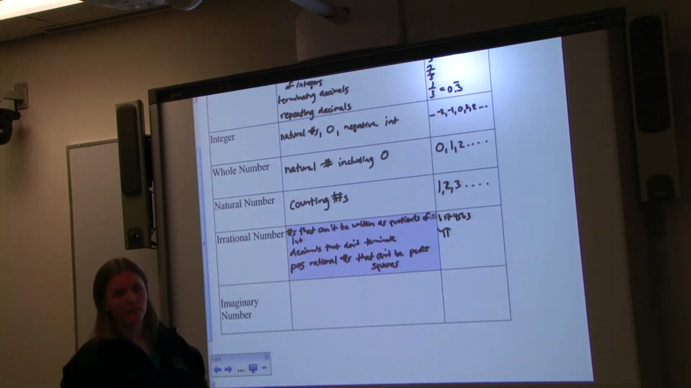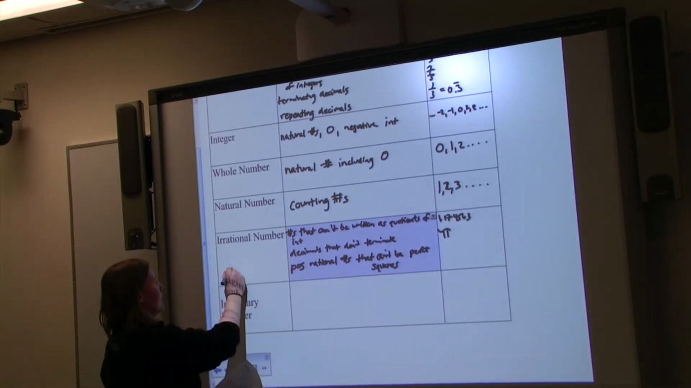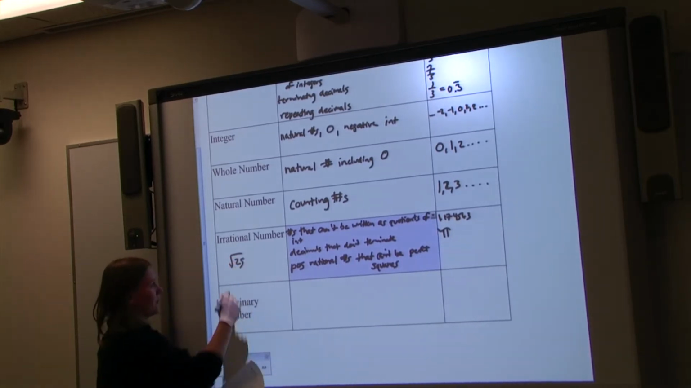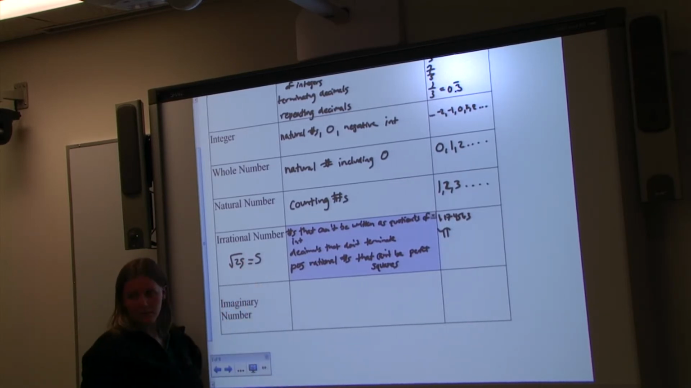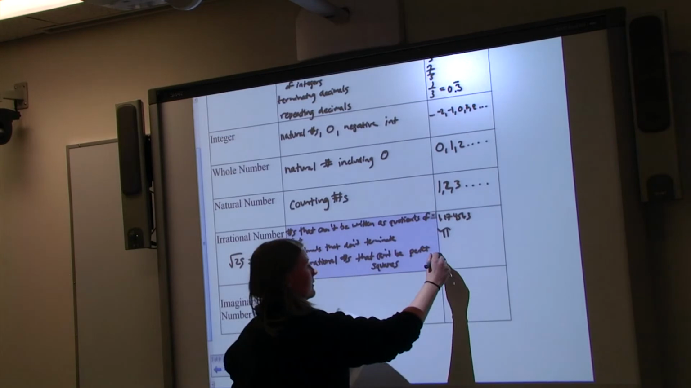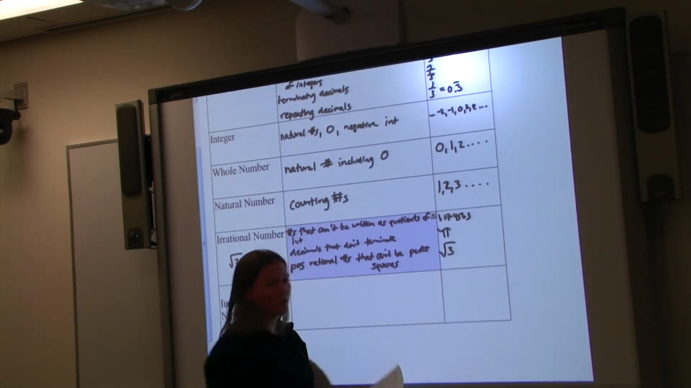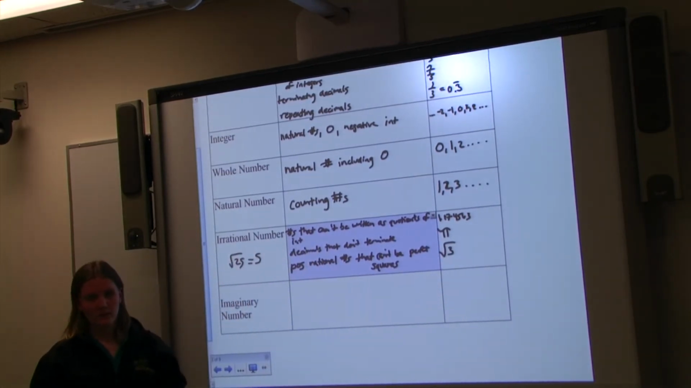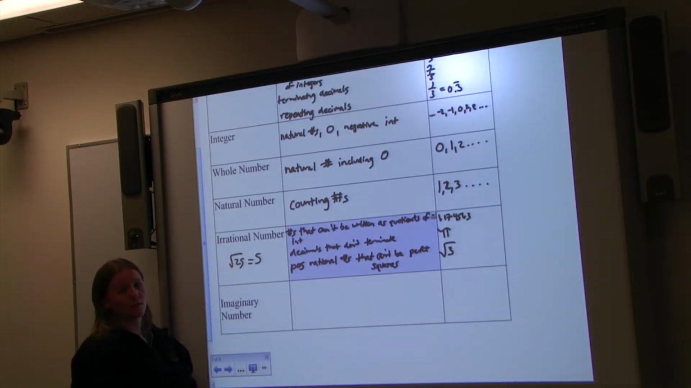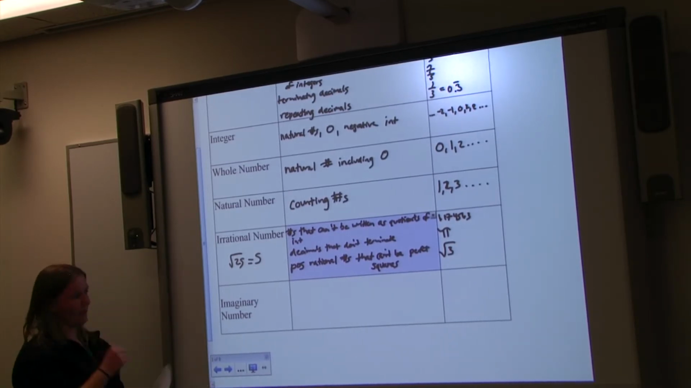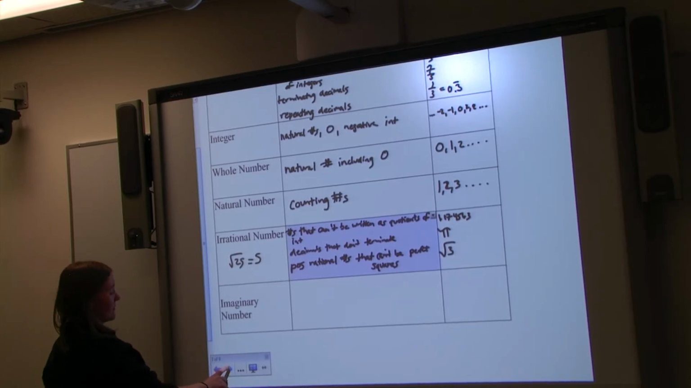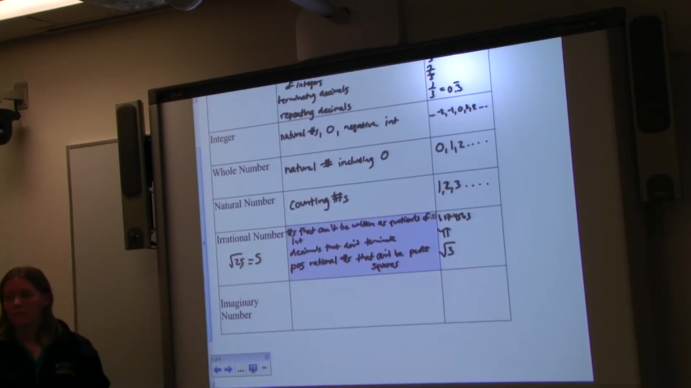So if you have a number like the square root of 25, that's going to equal 5, right? But what about the square root of 3? It's not going to end. That's why it's an irrational number. Okay? An imaginary number, we'll come back to this slide in just a second when you guys are done writing.